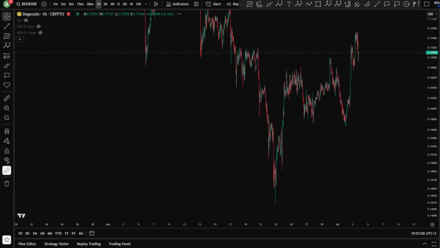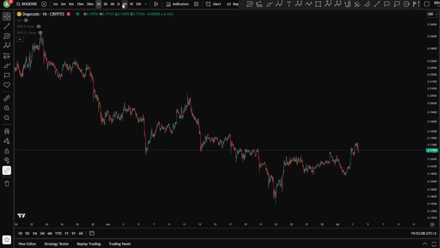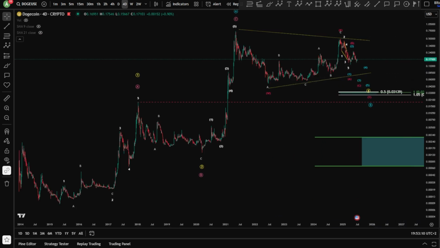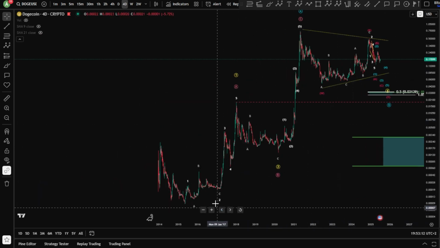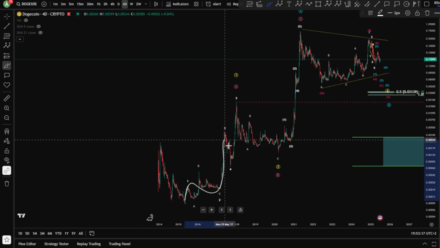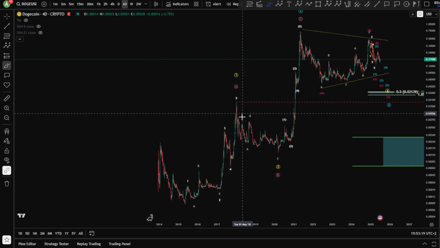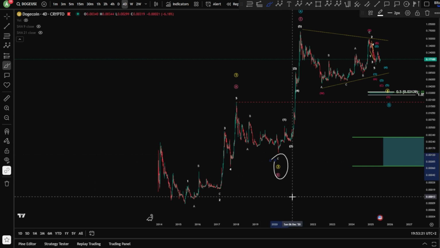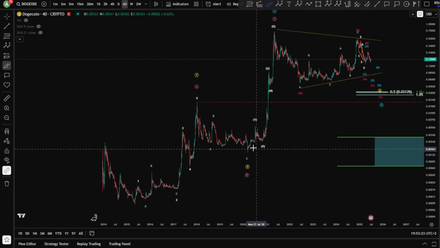Let's move to Dogecoin. On Dogecoin, on the daily again, we always start with the daily, where we have a 1, 2, 3, 4, and a 5 here, an impulse toward the upside, 4 and a 5, finishing wave 1 or wave A, B, and a C, wave 2, wave B finished as well, followed by a final wave 5.